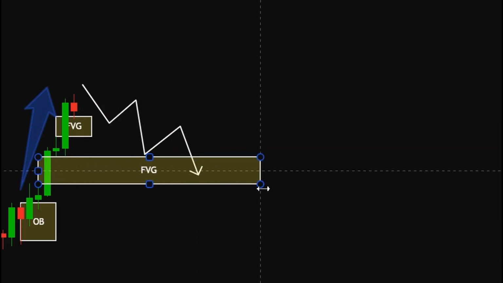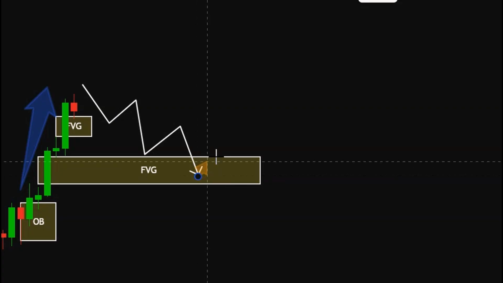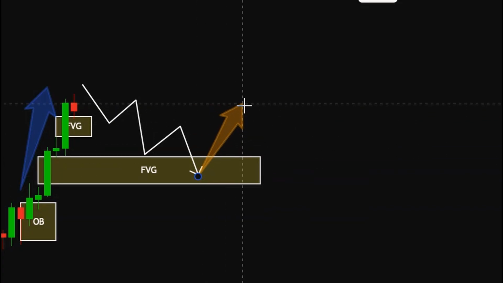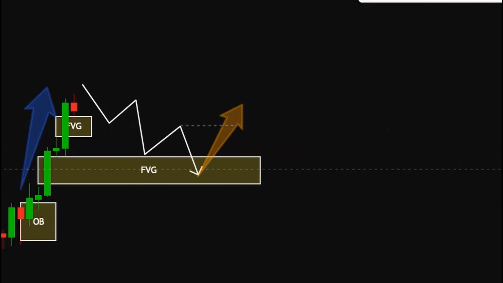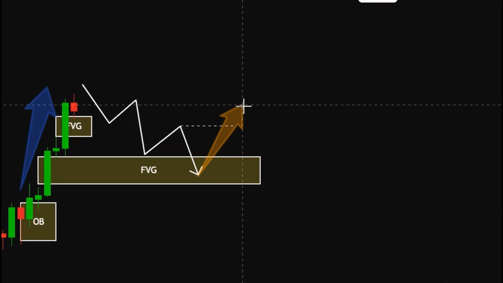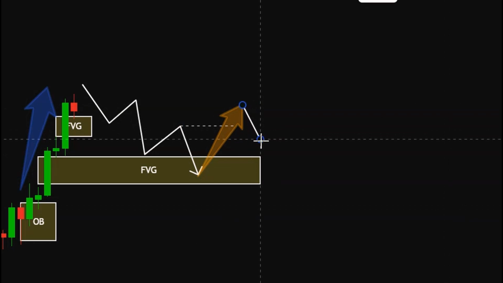At that point, the market decides the old plan is dead. Instead of respecting the original FVG, we see a strong, aggressive move that slices right through the gap and closes beyond the opposite boundary. The moment that candle closes past the far side of the FVG, the inversion is complete. That zone instantly flips polarity.